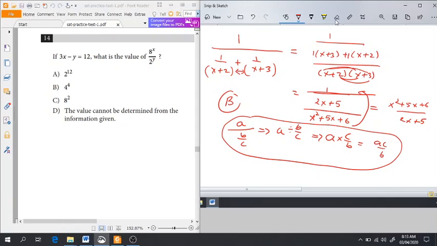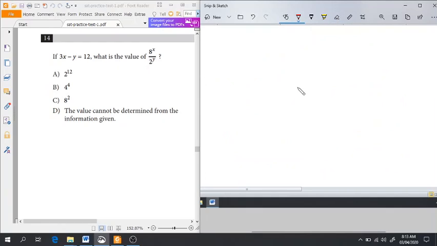Question number 14 says, if 3x minus y is equal to 12, what is the value of 8 to the power x over 2 to the power y? See, this is an exponential question. So to make use of the exponential, the base must be the same. Then how do you convert? Either you have to convert 2 in terms of 8, or you have to convert 8 in terms of 2 to make the base the same.